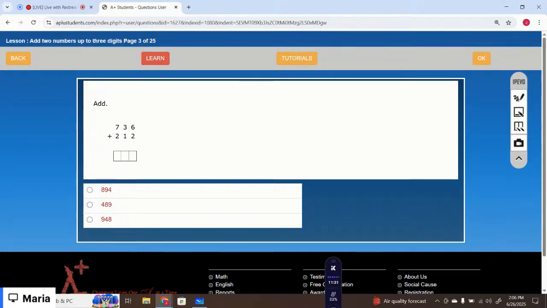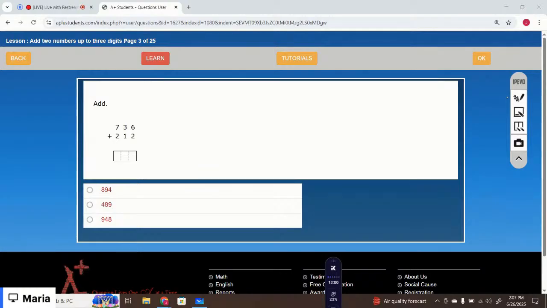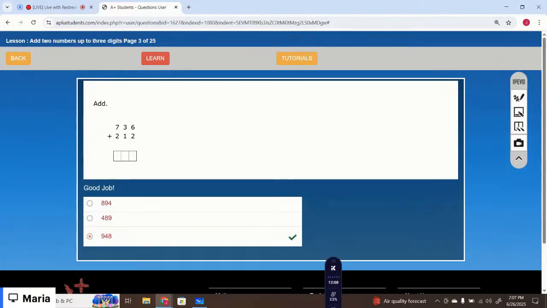Add 736 plus 212. 6 plus 2 is 8. 3 plus 1 is 4. 7 plus 2 is 9. That is 948. Option number 3 is the correct option. That is 948.